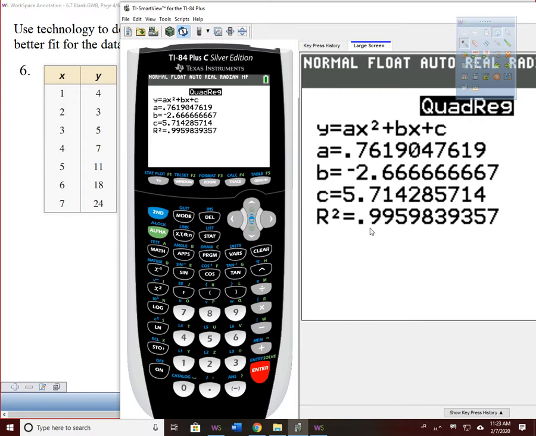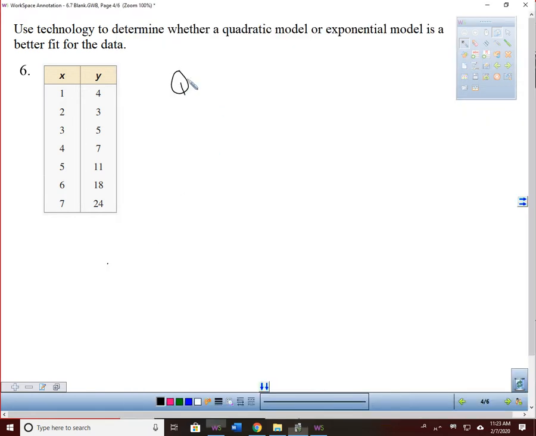If you look at your R2 value, you've got 0.99, and we'll stop at the 9 and raise that, so this will be 0.9960. So for the quadratic, R2 is 0.9960. That's really close to 1. But remember, we want the one that's closest to 1. So we need to check the exponential.